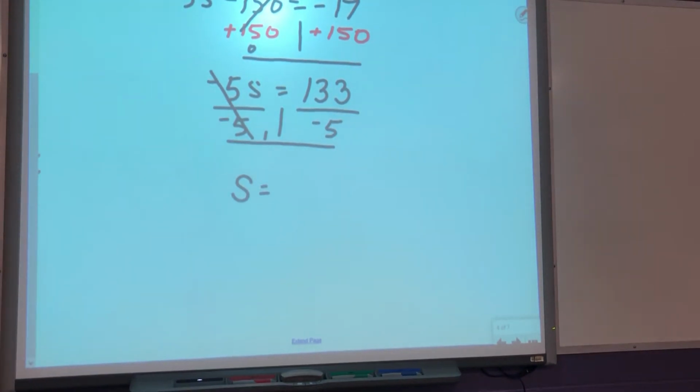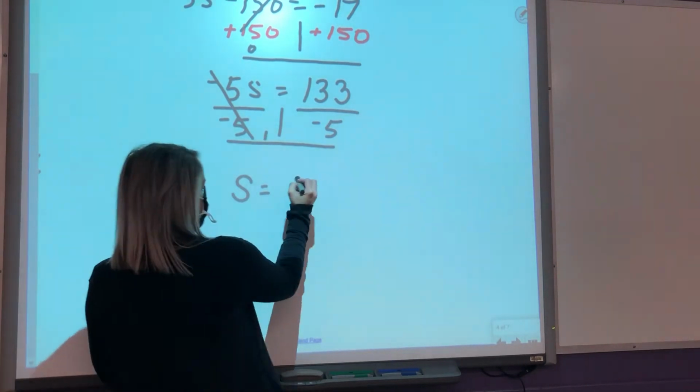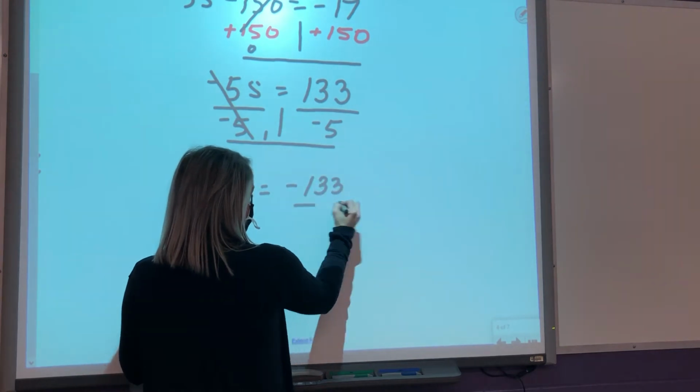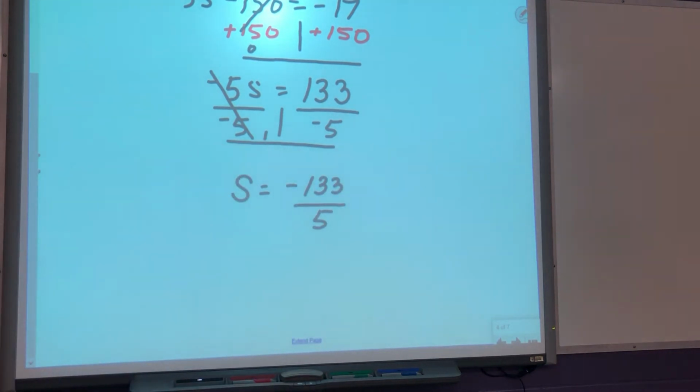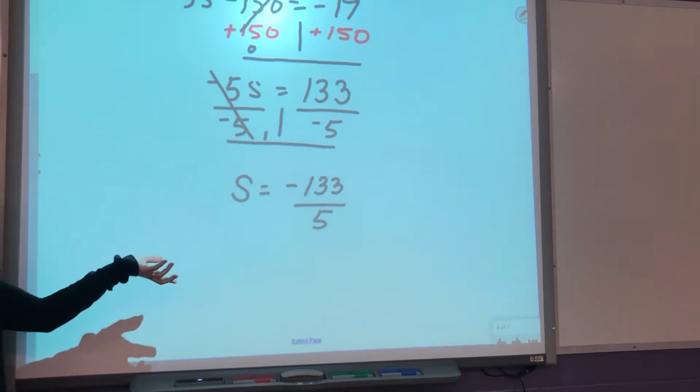Does 5 go into 133 evenly? No. So could I leave it like this? I'd be totally okay with that. I'm okay if you leave things as improper fractions, because when you're in algebra, you deal mainly with whole numbers and improper fractions. So yeah, you could leave it like that. Or you can convert the improper fraction into a mixed number.